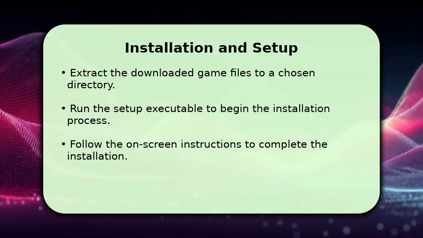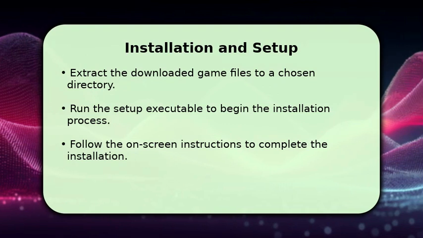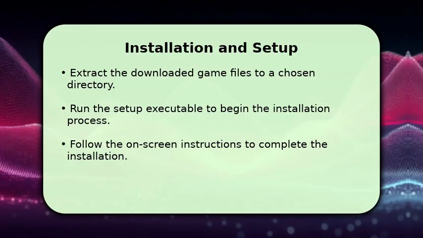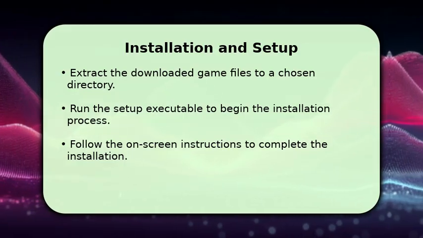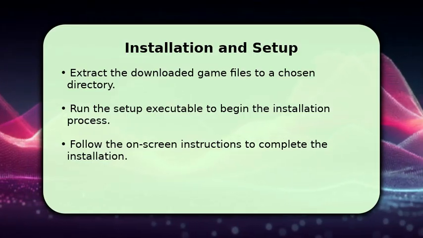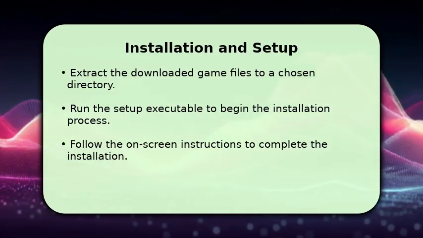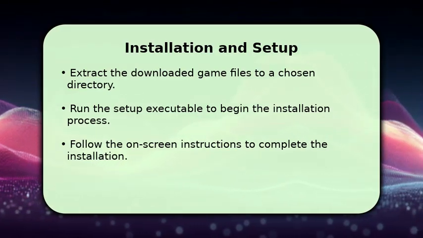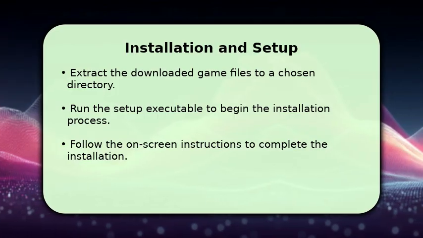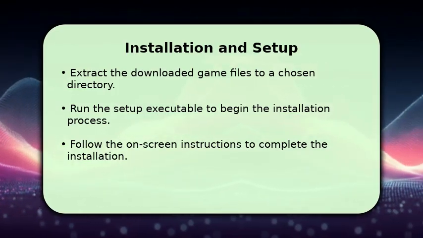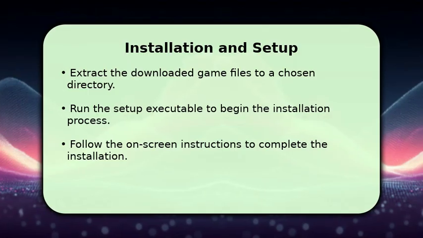Once you have successfully downloaded the game files, the next step is installation. You will typically extract the compressed files to a folder of your choice, then locate and run the setup executable. Follow the straightforward on-screen instructions to complete the installation process. After installation, launch the game and take a moment to adjust your video, audio, and control settings to best suit your preferences and hardware for an optimal experience.